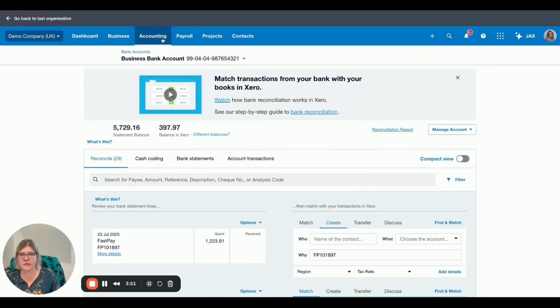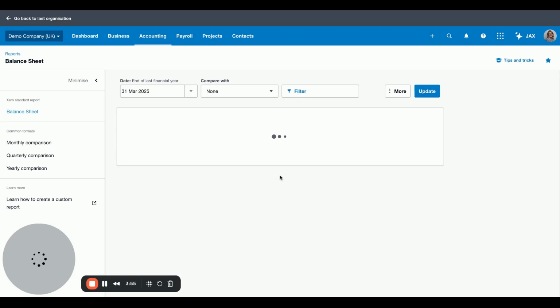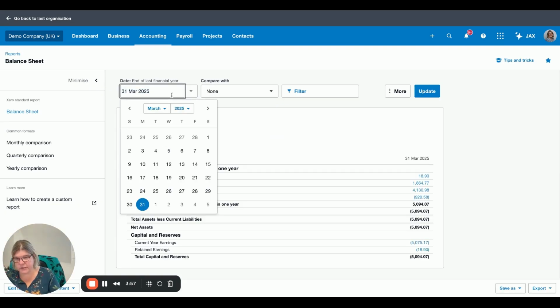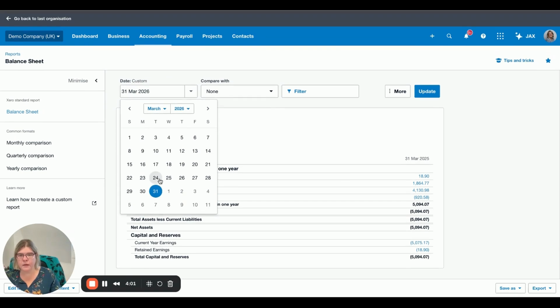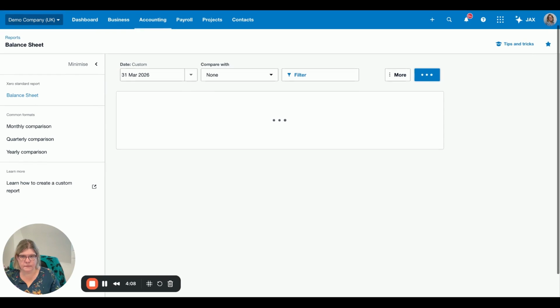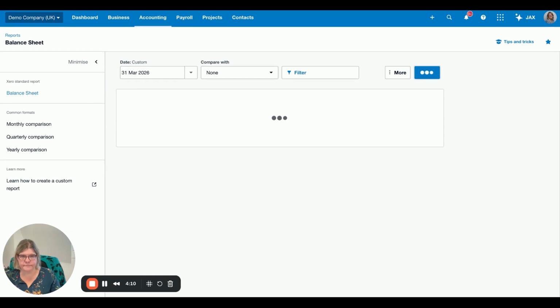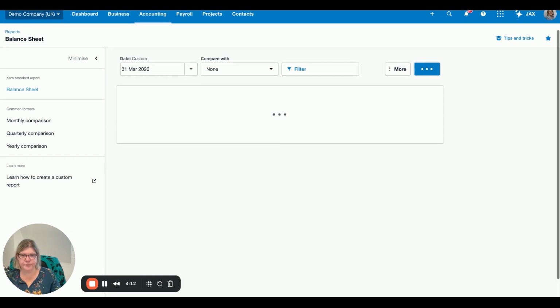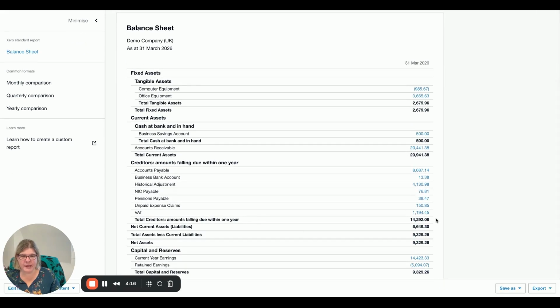Now, if we go back into the balance sheet account, what you'll see is that liability has now disappeared. Remembering to change the date to the right period. There we go. So the wages payable has disappeared because we've reset that to nil, because we've paid that to Jack.